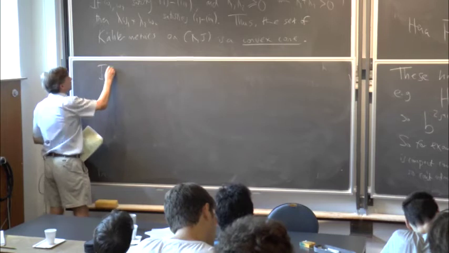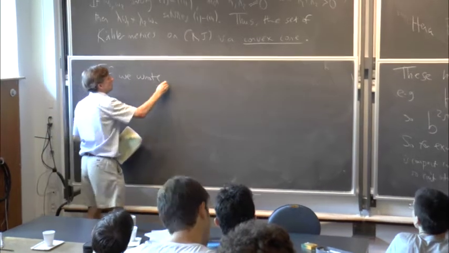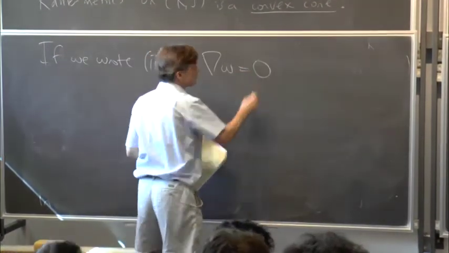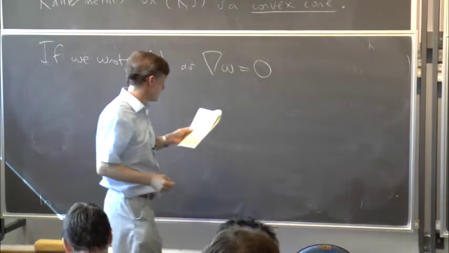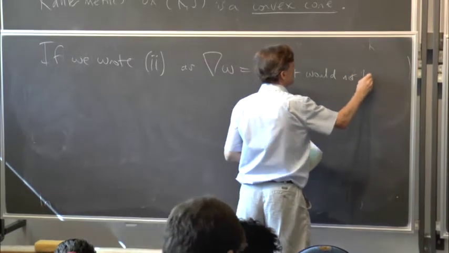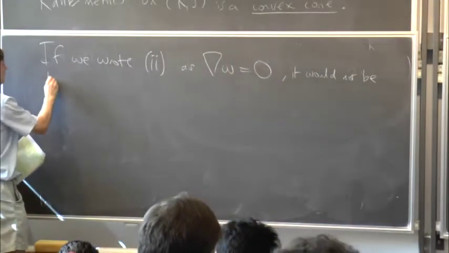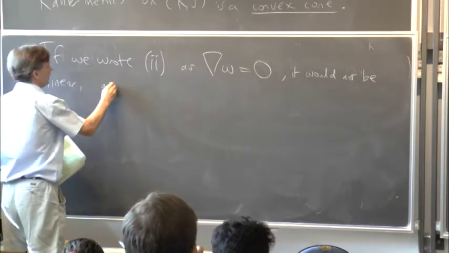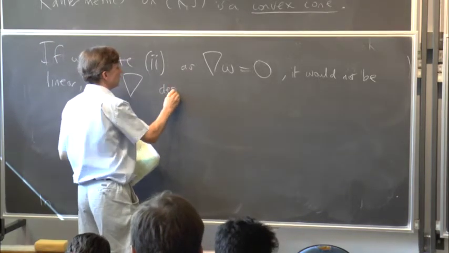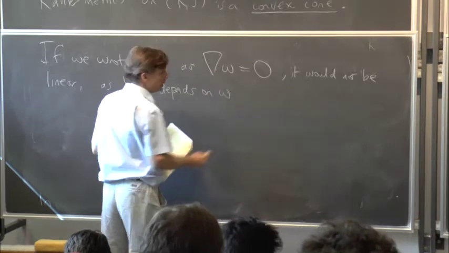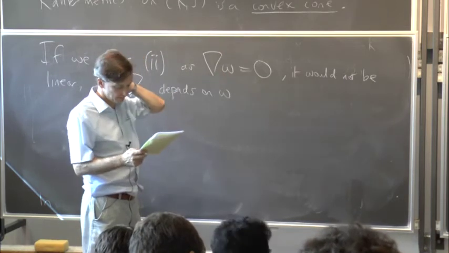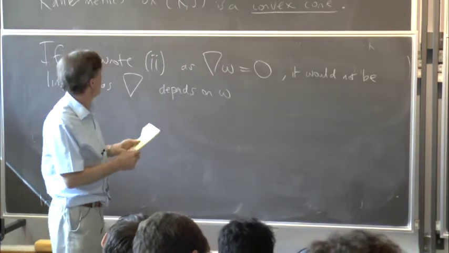And well, if we wrote condition 2 as ∇ω equals 0 instead of dω equals 0, then it would not be linear, because the operator ∇ depends upon g, which depends upon omega. So ∇ itself depends on little omega. So considered as a partial differential operator on omega, this is actually nonlinear. Okay.